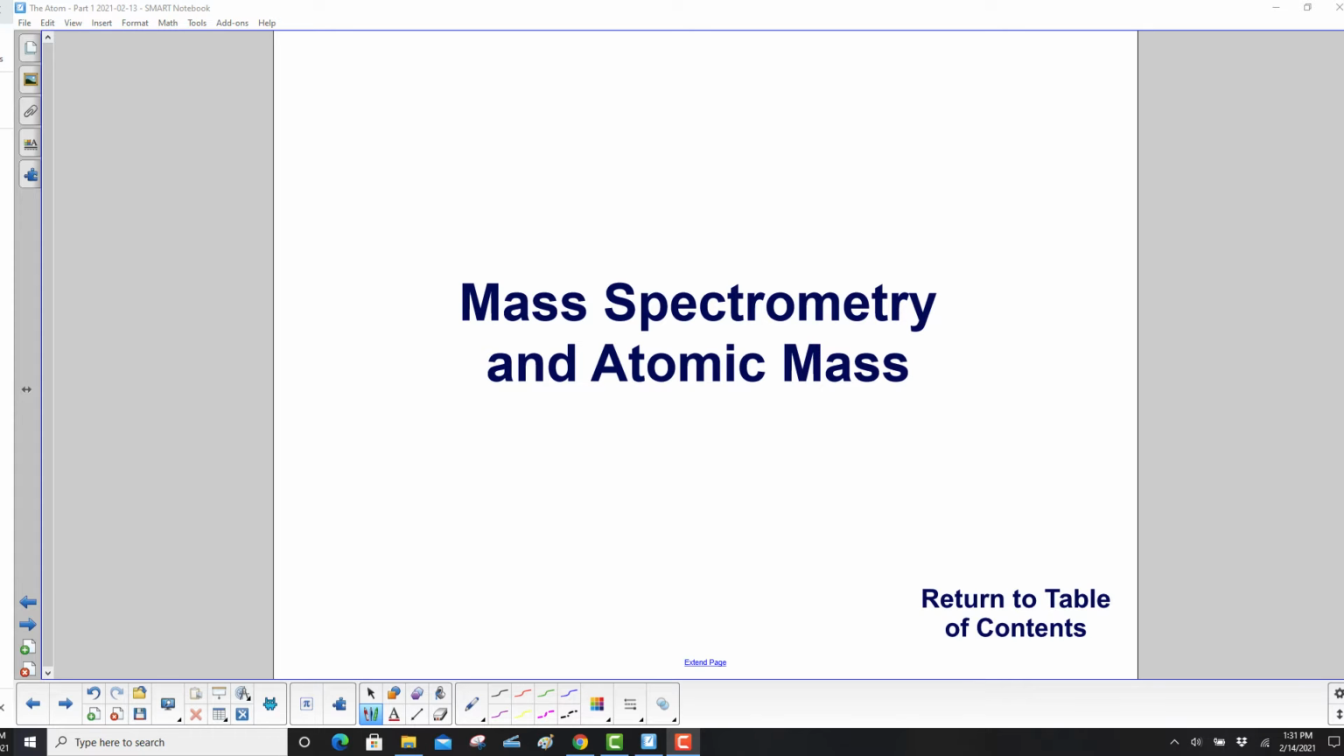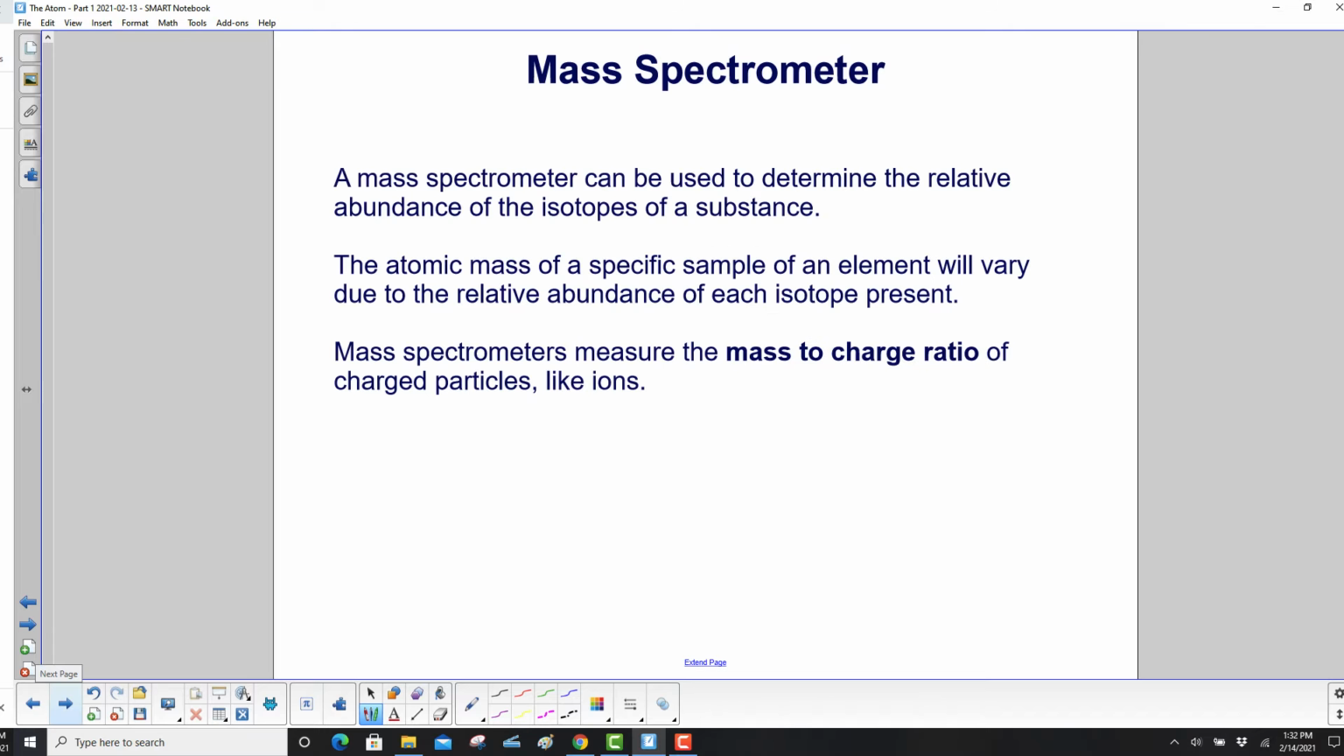Mass spectrometry and atomic mass. A mass spectrometer can be used to determine the relative abundance of the isotopes of a substance. The atomic mass of a specific sample of an element will vary due to the relative abundance of each isotope present. Mass spectrometers measure the mass-to-charge ratio of charged particles like ions.